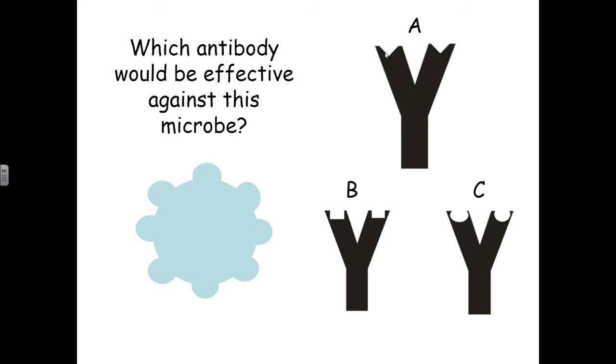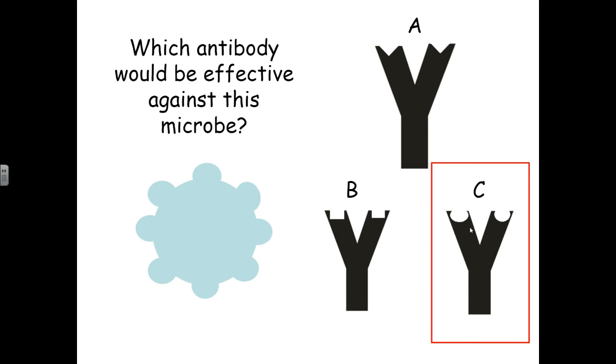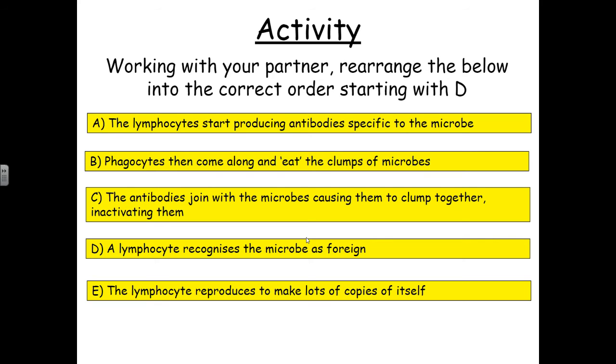So if you look at the shape here, pointy, pointy, circly, circly, squarey, squarey, which one of these would fit onto that microbe? So it'd be C, if you think about it, because that's the one that has the curved bit. You can imagine that, not quite the right shape, but you can imagine a bigger version of that fitting onto the outside of this and attaching this microbe to another one so it can't get away.